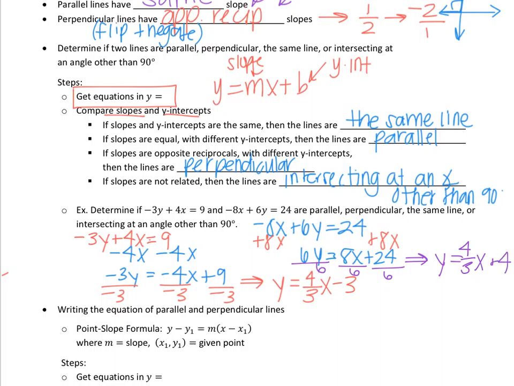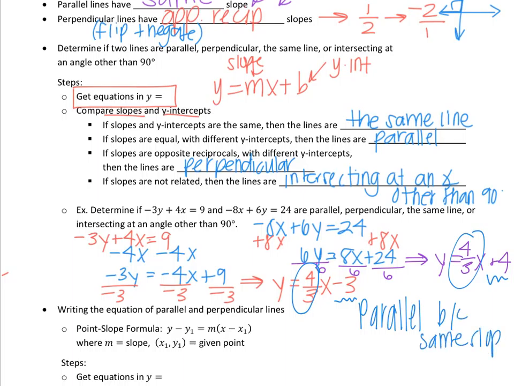So now I first look at the slopes. I see a 4/3 and a 4/3. Then I compare the y-intercept, negative 3, positive 4. So it looks like same slope, different y-intercept, which means that these lines are parallel. And we will say because same slope. Again, we cannot compare the lines, we cannot figure out their relationship until it's in y equals.